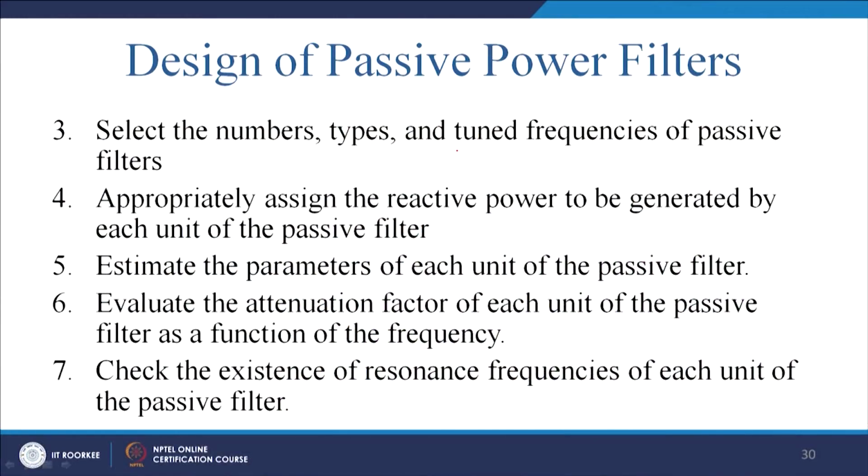Now we require to select the numbers, types and tuned frequency of the passive filters. You can go for band tuning and notch tuning. You may want one filter for the third harmonic for the single phase, one filter for the fifth harmonic, or one filter for the fifth and seventh harmonic, or an individual filter for the fifth and another for the seventh. In that way you will decide the number of filters.